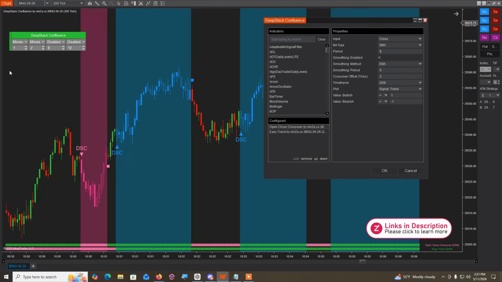NQ by Signal 2. Sorry about that. It makes it easier to really test a lot of different combinations of indicators and filters.